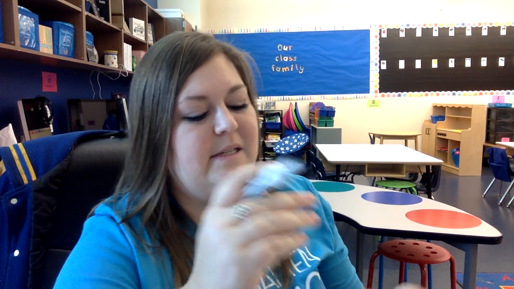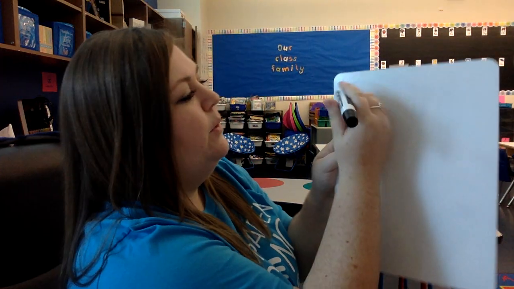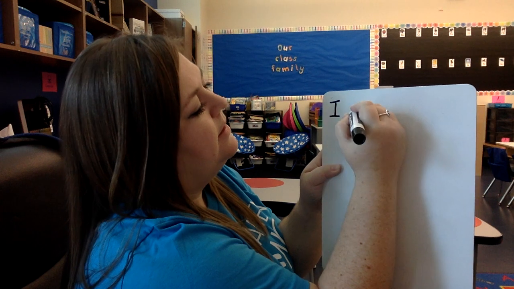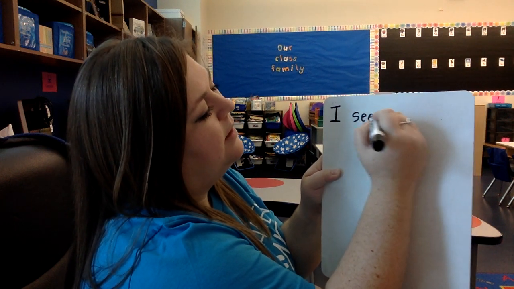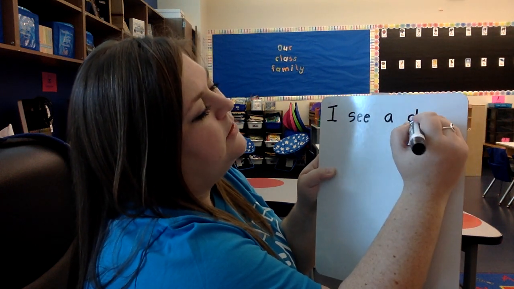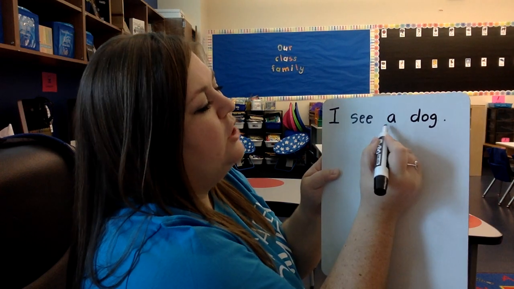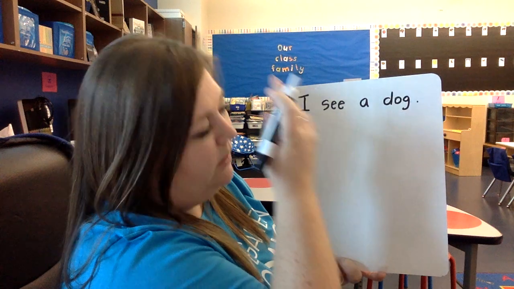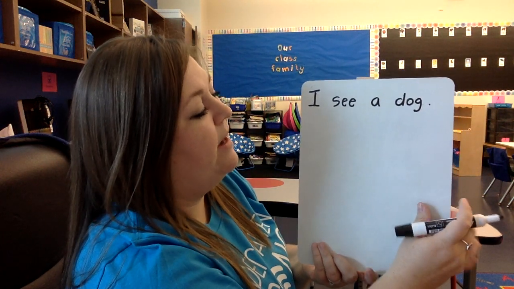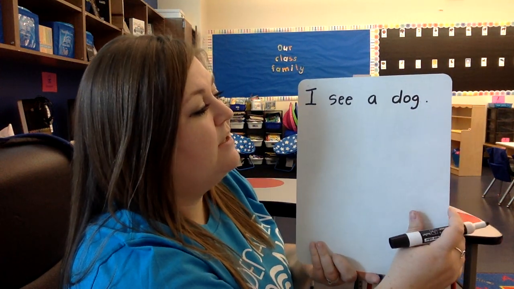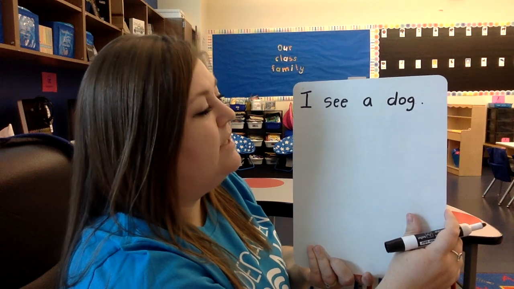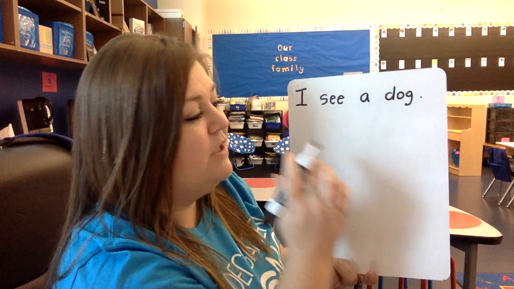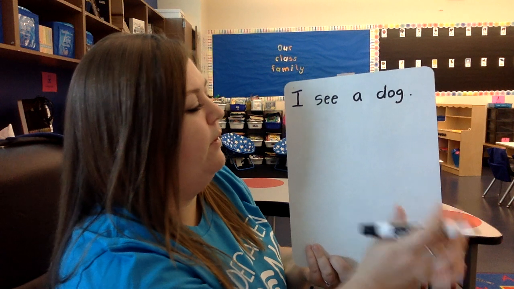Some sentences that I could use the word A in would be, I see a dog. I could use the lowercase a in that word because it's in the middle of a sentence. It does not have to be capitalized. But if I had a sentence that started with the word A, I would need to start with a capital letter because the first word in a sentence always starts with a capital letter.